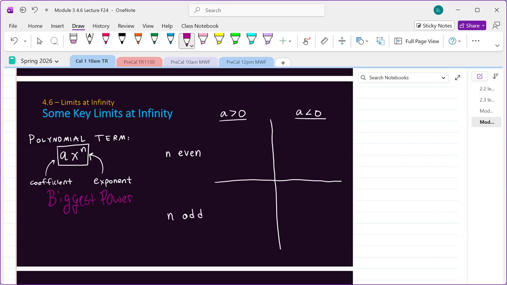So what we're going to look at here is where that biggest power goes, which depends on whether the power is even or odd, and whether the coefficient in front is positive or negative. Most of the functions we look at, the coefficient is positive. So when the coefficient is positive, then the behavior on the right is going to go up to positive infinity.